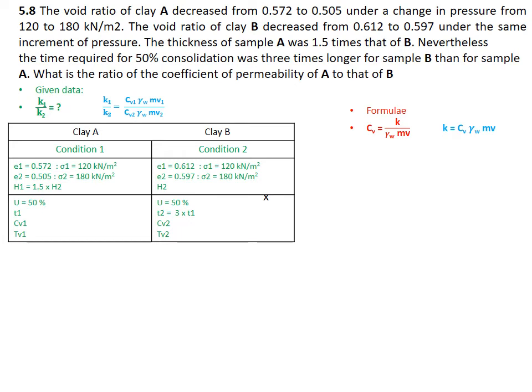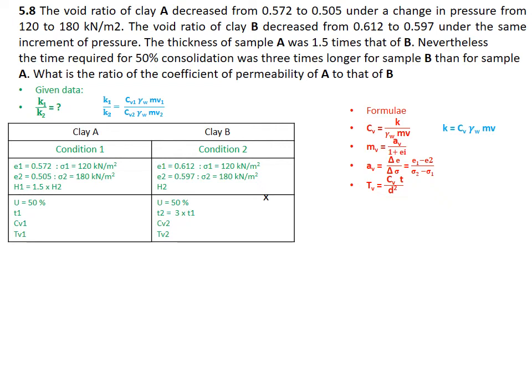So for mv1, it's a straightforward formula, which is av upon 1 plus e initial, where e initial is nothing but E1. So av, we know the formula is delta e by delta sigma. So from these two formulas, you can find out mv for both the clays A and B. Now for CV1, the formula we know is not the first one but based on time. So TV equals CV t by d square. So from this formula, we have to find out the value of CV.